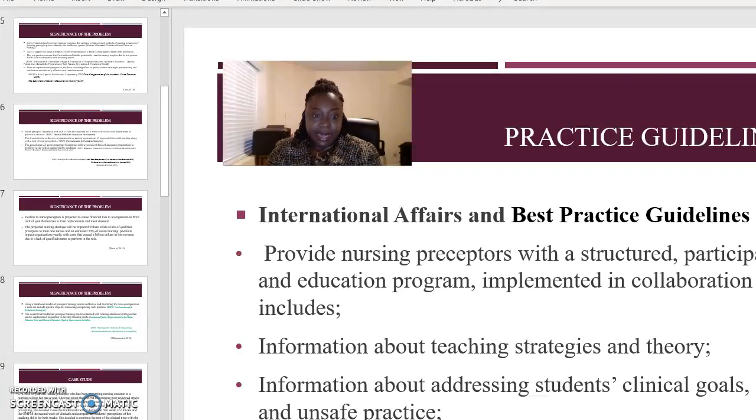This is a practice guideline, an international affairs and best practice guideline. The goal of this practice guideline is to provide nursing preceptors with a structured, participatory professional development and education program. At the same time, it helps implement, in collaboration with the service agency, information about teaching strategies and theory, information about addressing student clinical goals, objectives, scope of practice, and unsafe practices.